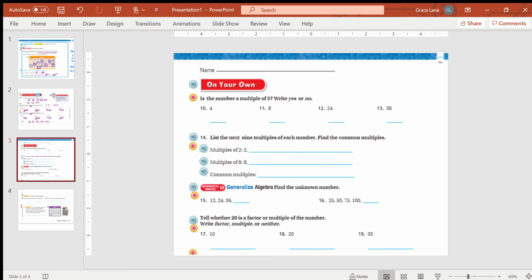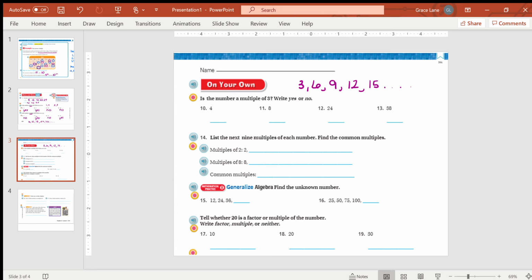Okay, so this next section says, is the number a multiple of 3? Write yes or no. If you want to give yourself a little cheat up at the top, list some multiples of 3 as a reminder. 3 times 1 is 3, 3 times 2 is 6, 3 times 3 is 9, 3 times 4 is 12, 3 times 5 is 15, and then it keeps going and going. Dot, dot, dot means it keeps going on and on and on.